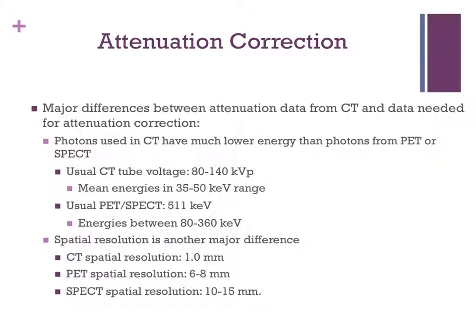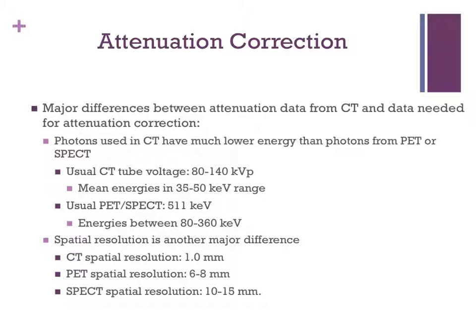The major differences between attenuation data from CT and data needed for attenuation correction are that the photons used in CT have much lower energy than photons from PET or SPECT. The usual CT tube voltage ranges from 80 to 140 kVp, and this means that the mean energies are in the 35 to 50 keV range.